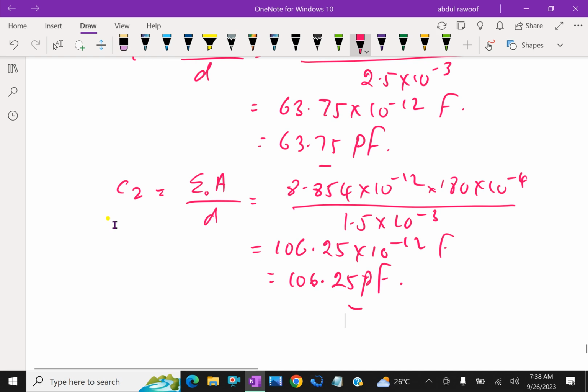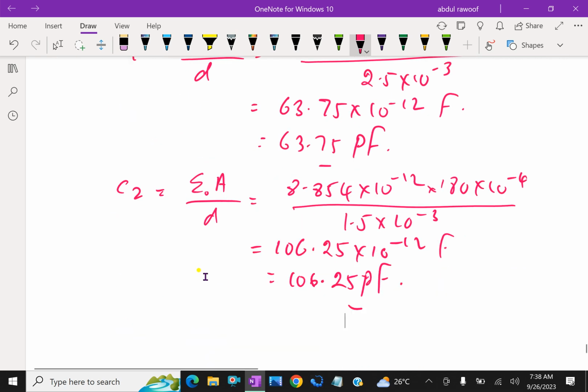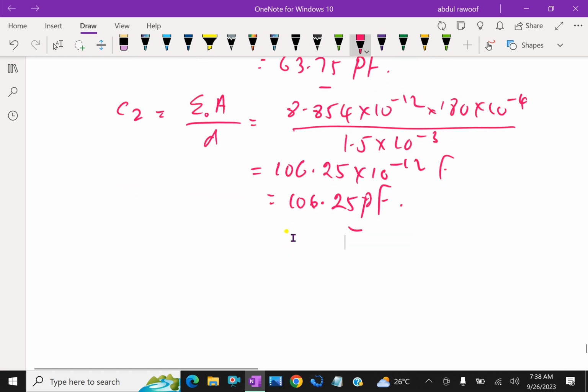picofarad. Here, due to reduction of the separation of the plate, the capacitance is increased. Previously the capacitance is 63.75 picofarad, now it is 106.25 picofarad. This capacitance is increased.